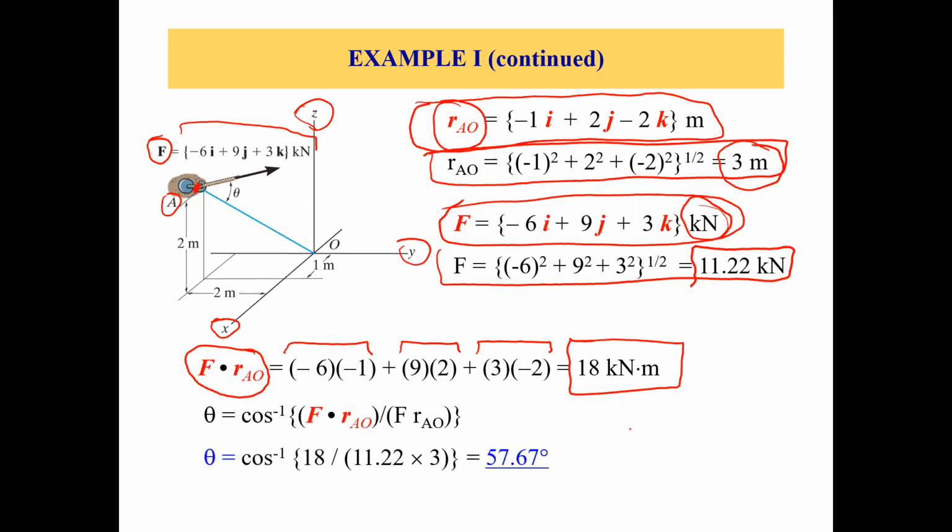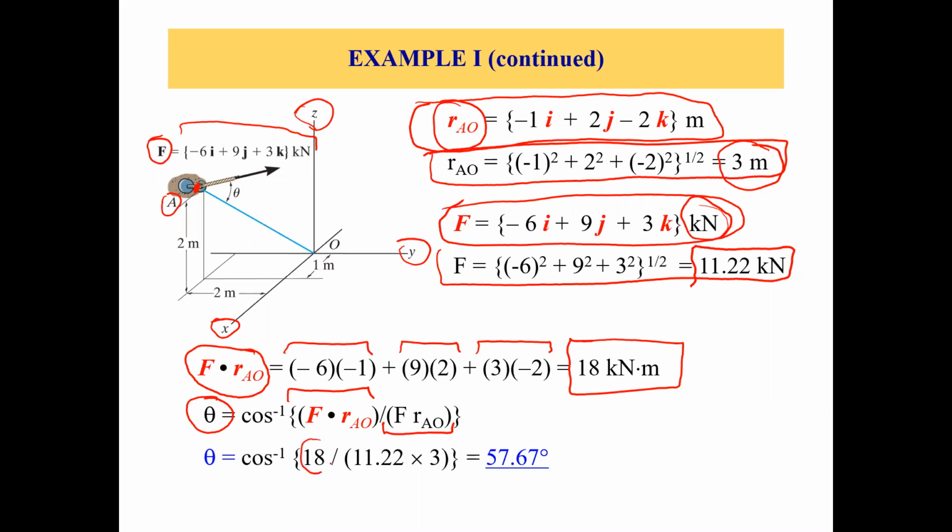Now we have the dot product. We have the magnitudes of F and RAO, so we can find this angle theta, right? Angle theta will be cosine inverse of this dot product divided by the product of the magnitudes. So F dot RAO, both vectors, divided by F times RAO, the magnitudes, okay?